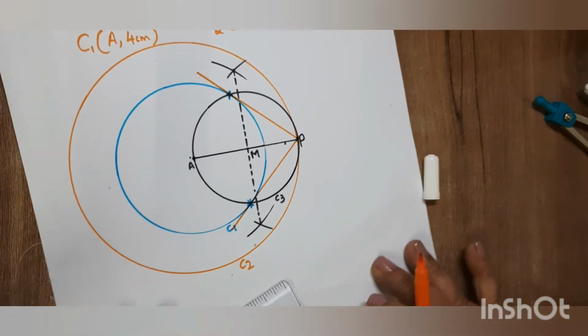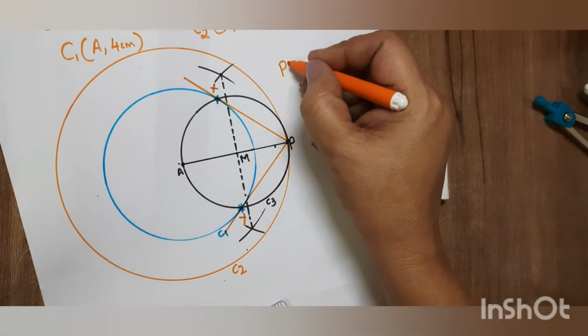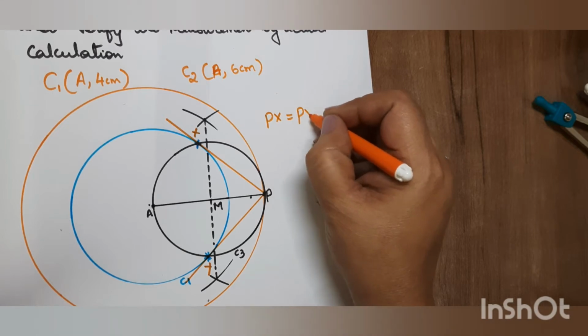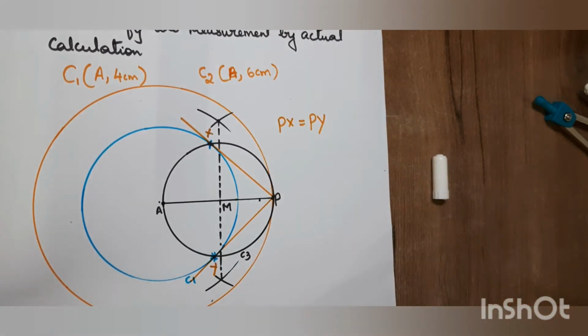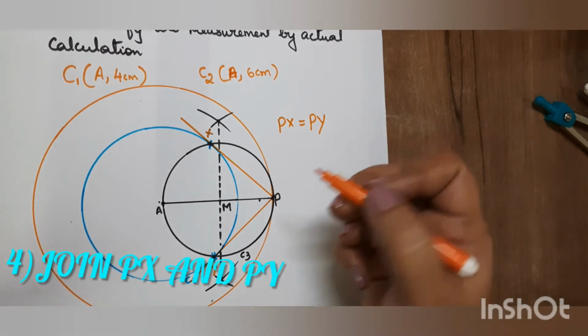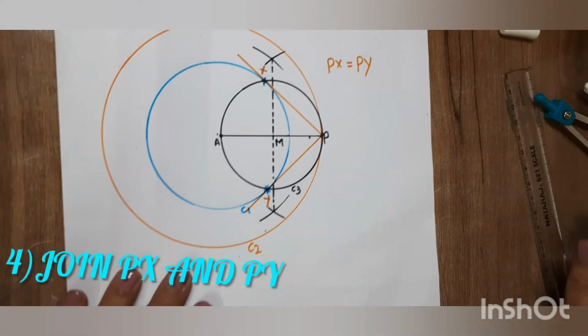Here, name it anything, P, X and Y. PX will be equal to PY, by the circles theorem. So PX will be equal to PY and they are the required tangents. Now here they have asked us for the verification.